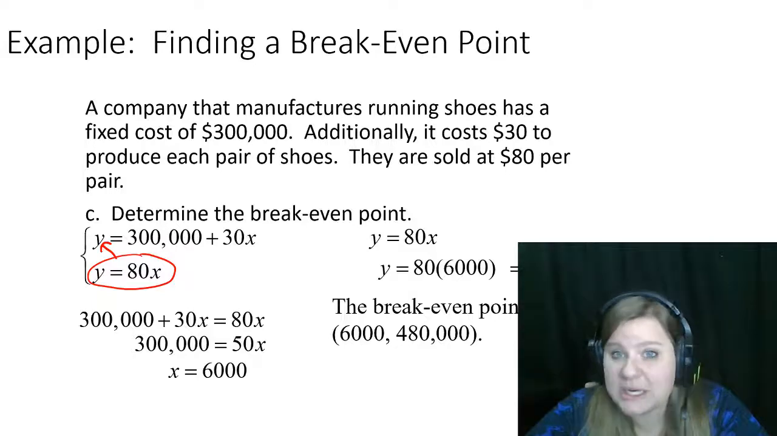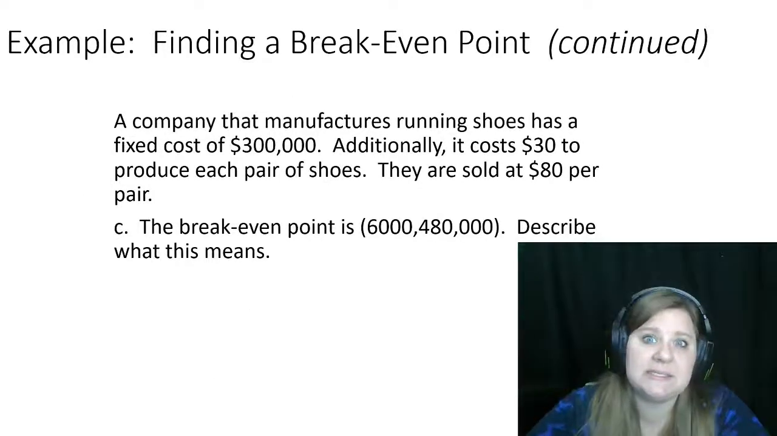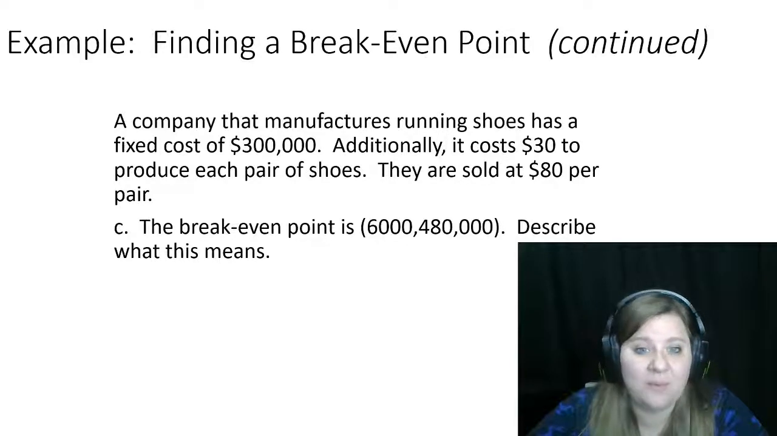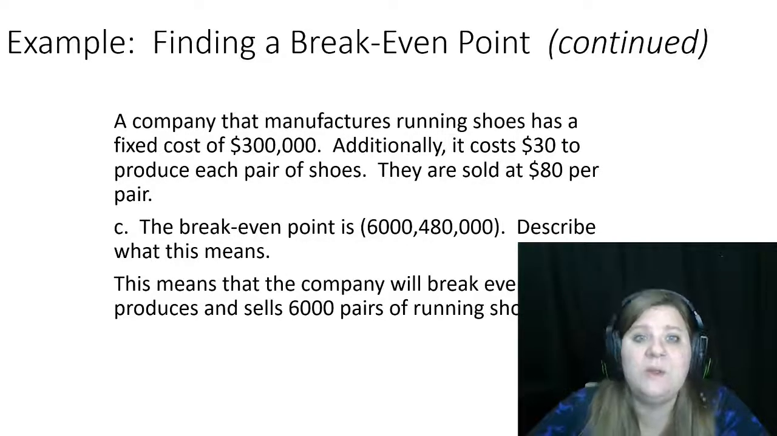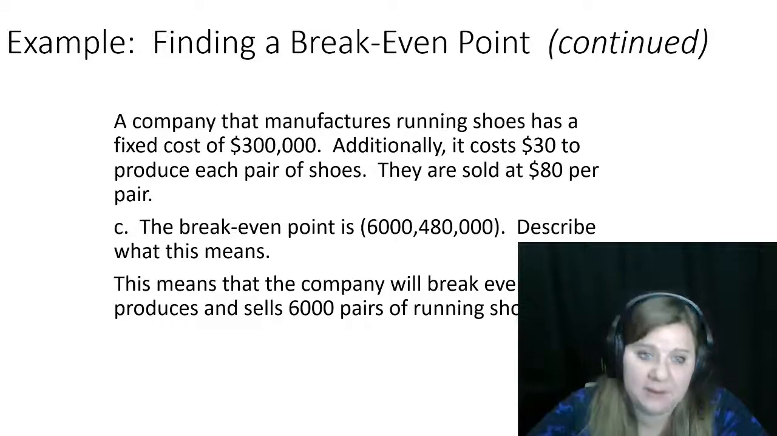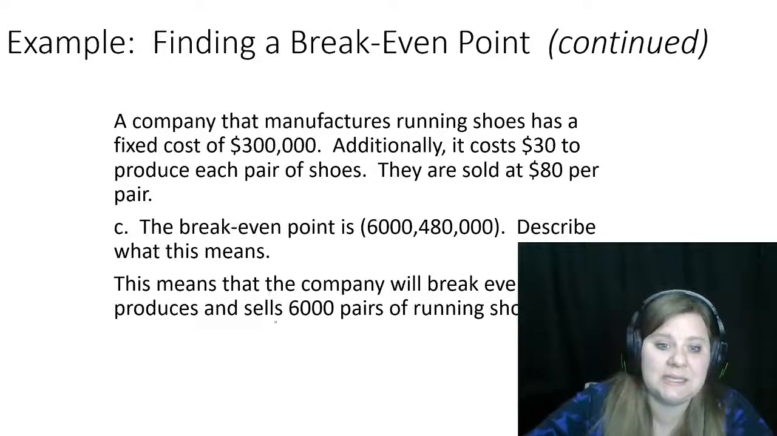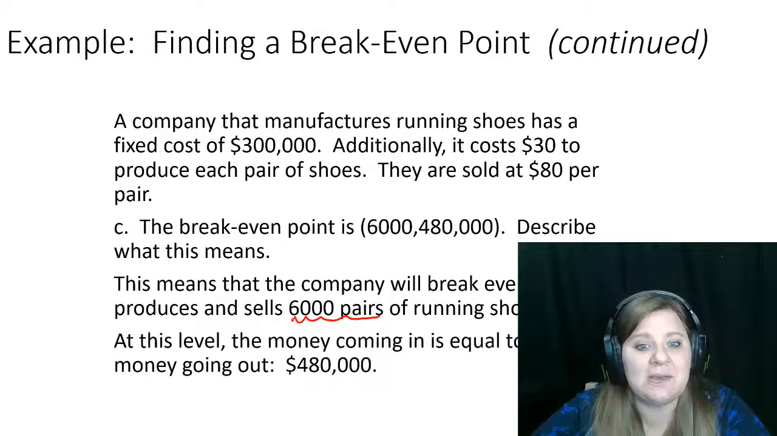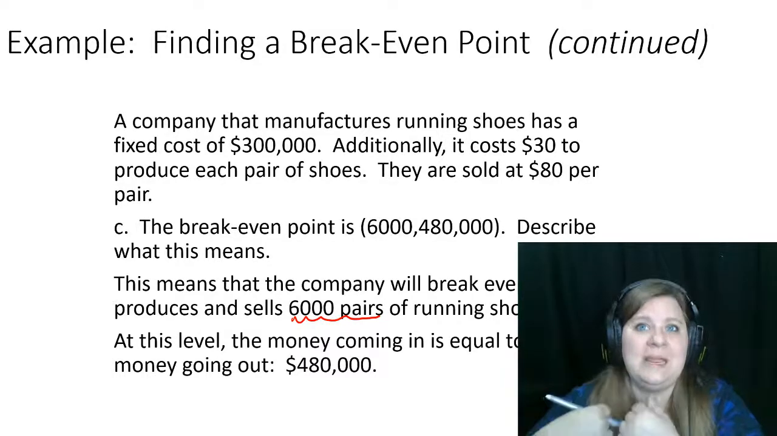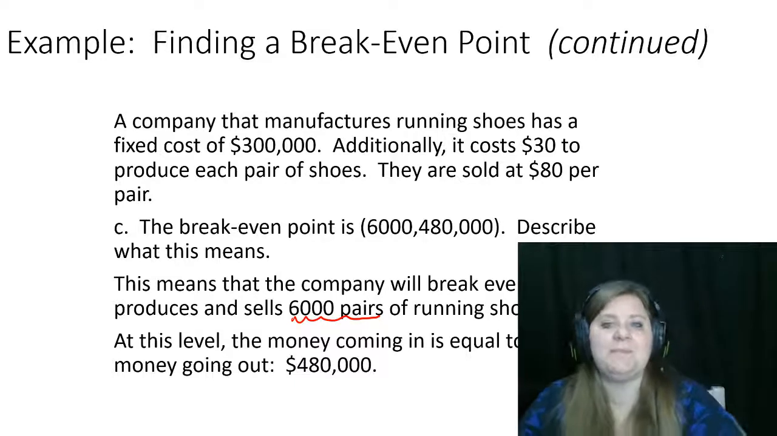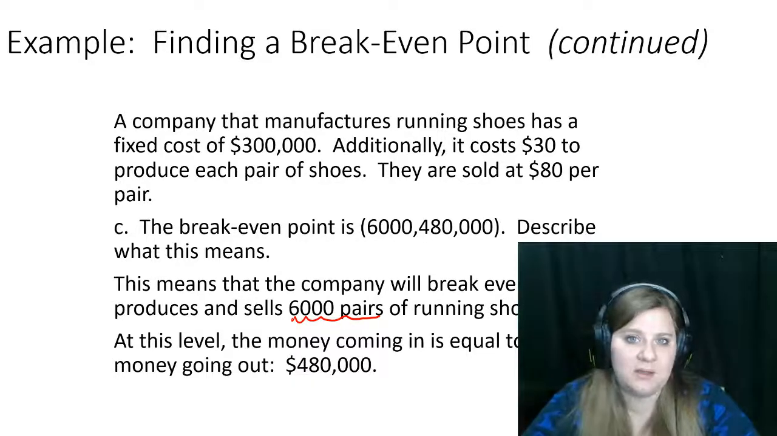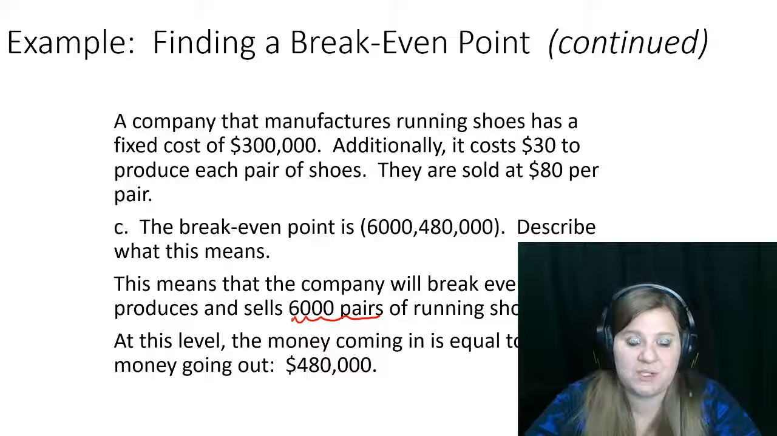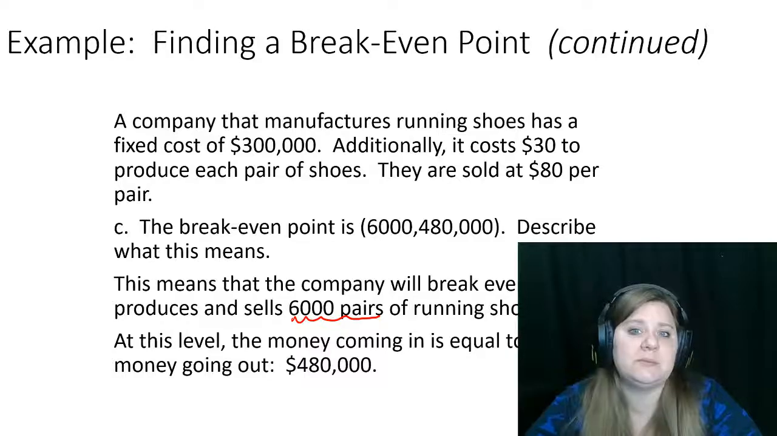We need to write an answer as a sentence. So since (6,000, 480,000) is our point, our break-even point, we can say this means that the company will break even if it produces and sells 6,000 pairs of running shoes. And the $480,000 is how much money we are bringing in, the revenue, okay? Because that matches at this point the cost of making 6,000 pairs of running shoes. After this point, every pair of running shoes becomes profit.